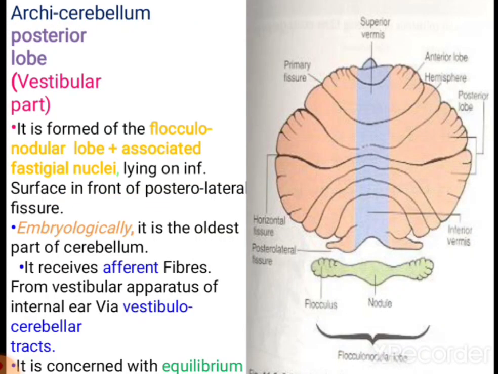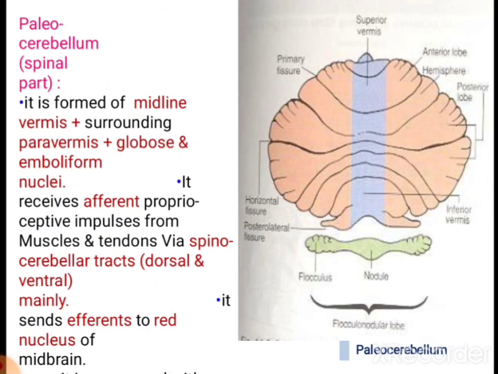Archicerebellum is the vestibular part. It is formed by the floccular nodular lobe and the associated fastigial nuclei. It is lying on the inferior surface in front of the posterolateral fissure, and embryologically it is the oldest part of the cerebellum. It receives the afferent fibers from the vestibular apparatus of the internal ear via vestibulocerebellar tracts, and it is concerned only with equilibrium. Then we have paleocerebellum.